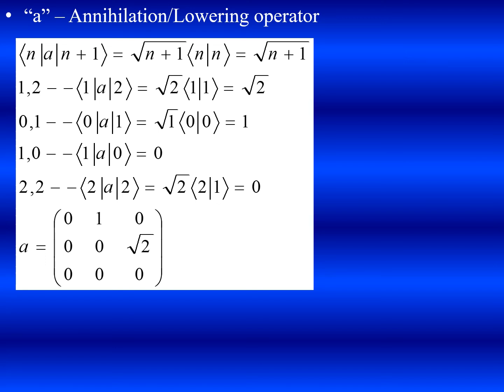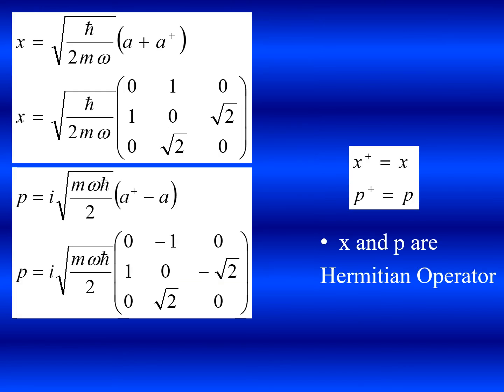So a is equal to 0 1 0, 0 0 √2, 0 0 0. If you take the dagger of this a, you can get a†, so it is the transpose of that. Next, using these two, a and a†, you can find out the position operator. x equals √(ħ/2mω) times the matrix 0 1 0, 1 0 √2, 0 √2 0.